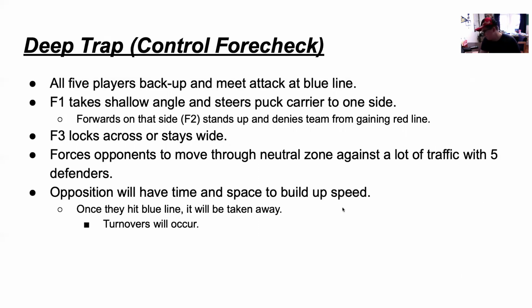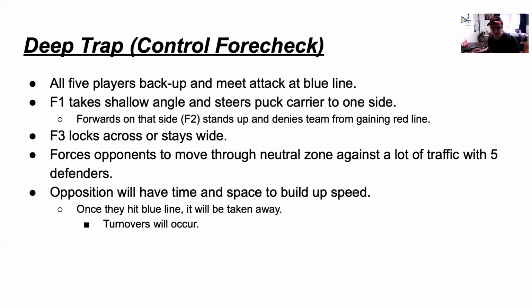Then we have the deep trap. All 5 players back up and meet the attack at the blue line. F1 takes a shallow angle and steers the puck carrier to one side. The forward on that side, which is F2 in this scenario, stands up and denies the team from gaining the red line. F3 locks across or stays wide, forcing the opponents to move through the neutral zone against a lot of traffic with 5 defenders. Opposition will have time and space to build up speed, but once they hit the blue line, it will be taken away and turnovers will occur.